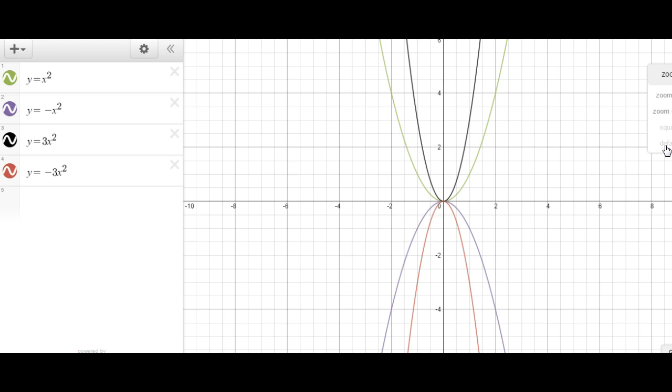Centering the grid. Okay, now it's asking some questions, right? What are the questions? And you see the different colors. So this is like a color TI-84, only bigger and fancier. So green is x squared, and then we've got negative x squared, which is blue, and then we've got black, which is 3x squared, and we've got red, which is negative 3x squared.